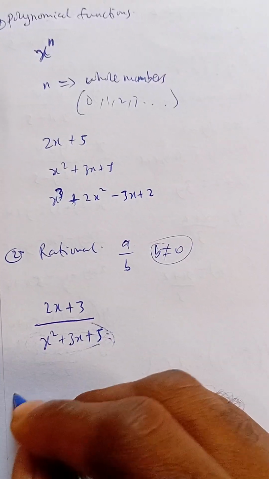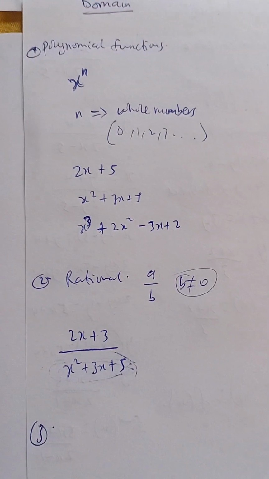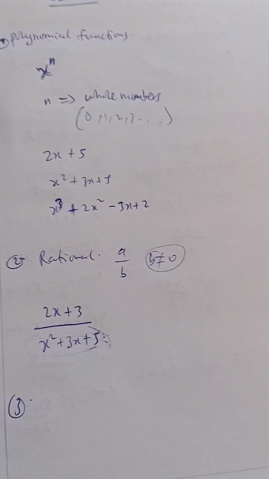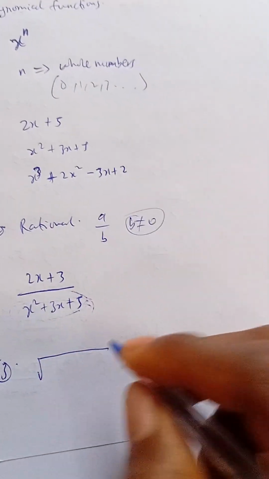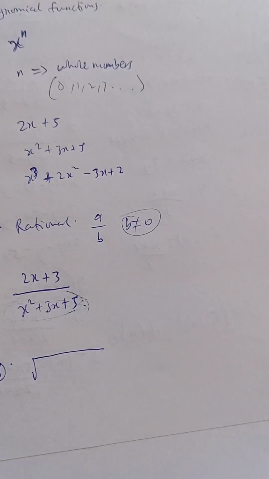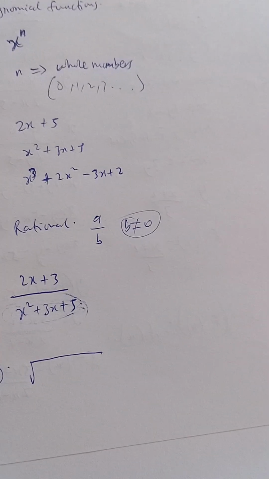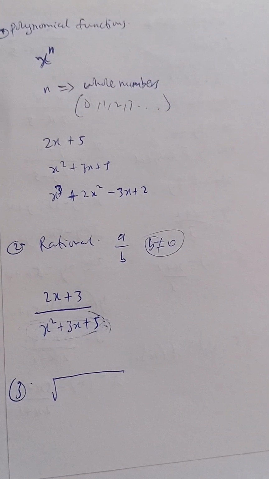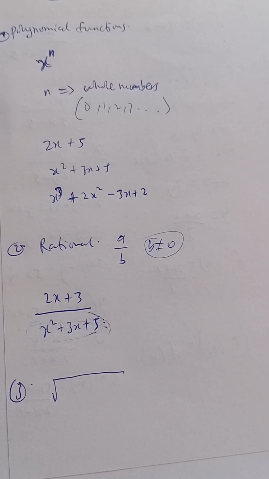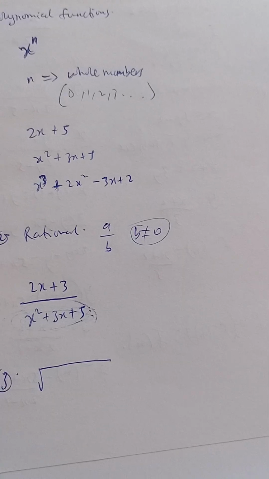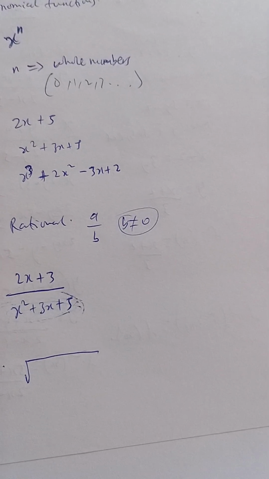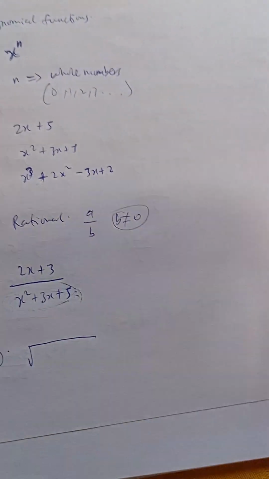Rule number 3, you will not see polynomial functions or rational functions, but you will see maybe something in a square root. So if there is anything under a square root, you know that you do not have square root of negative numbers. Square root of negative numbers is undefined. But we can have square root of 0. Square root of 0 is 0. But you must also be careful.